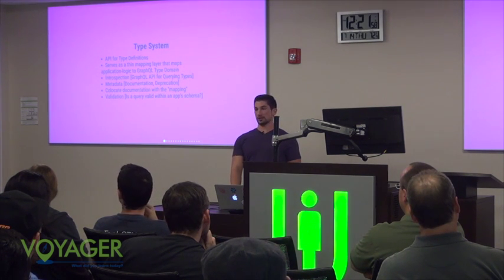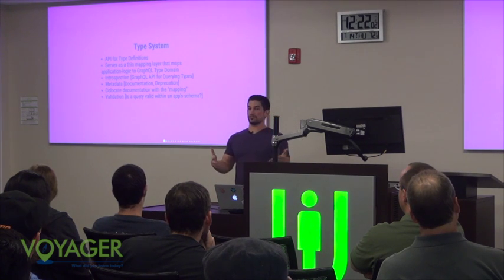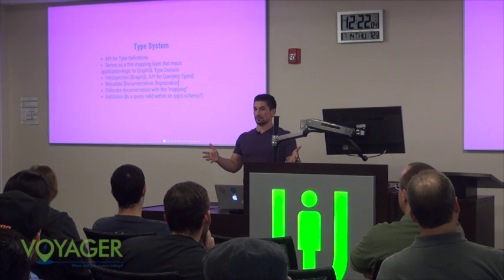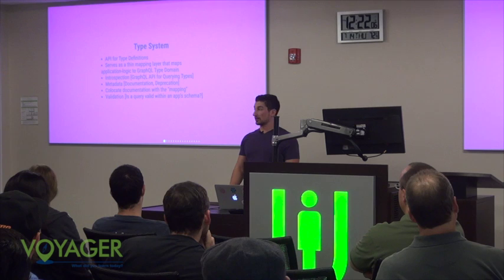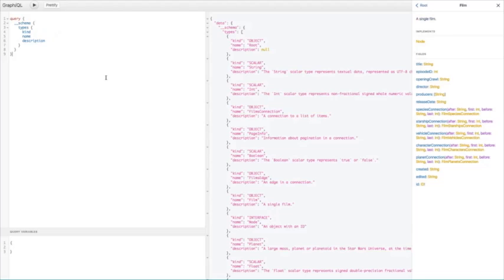Validation. At runtime, or I guess at compile time or build time, you can tell if any of your client queries are valid based on the app schema. So we saw here in the Star Wars API one, if I try and query for winning, which is not a field, I'm going to get a red underline, and it says, cannot query field winning on type, because that's not a thing.